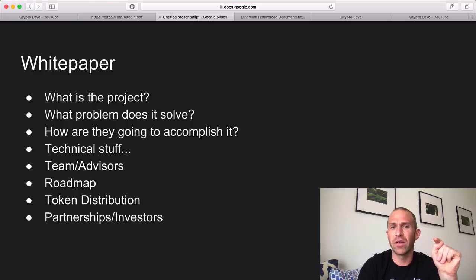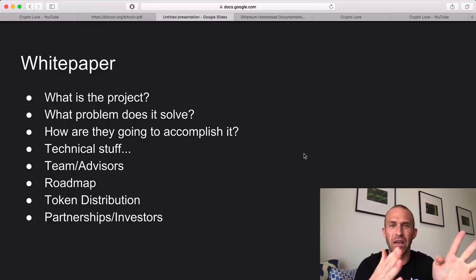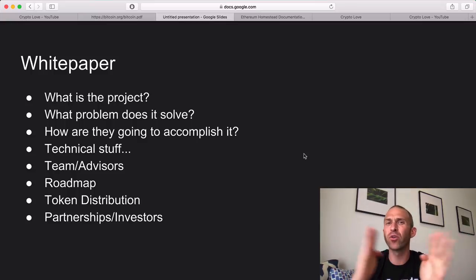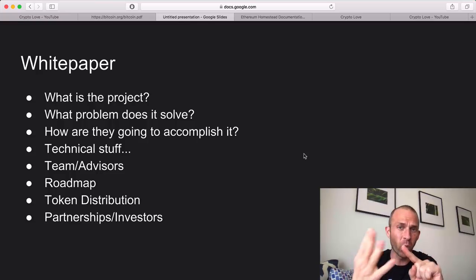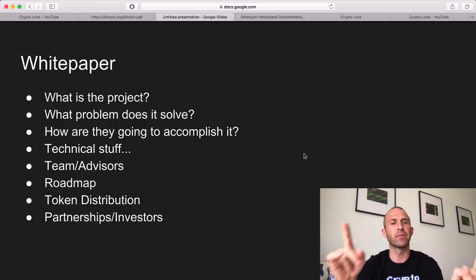All right. Second, a roadmap, how they're going to accomplish what they're going to accomplish, and also milestones they've already reached. So in Bitcoin's case, this was the first one. They didn't have that in that white paper. But in other projects, how they're doing it, how they're moving forward, where they've come from, where they're going, all those things are really important.